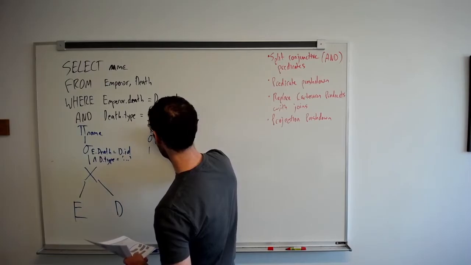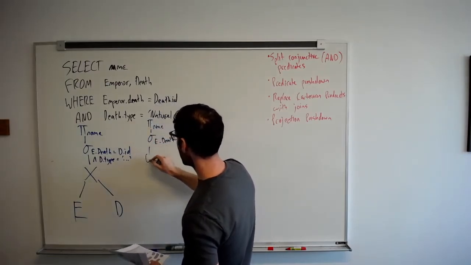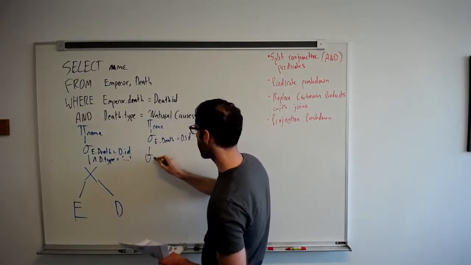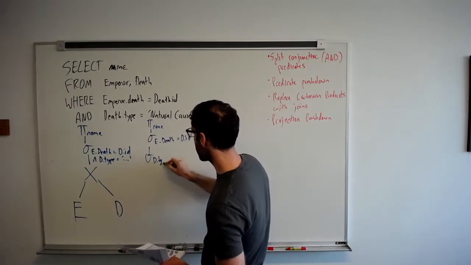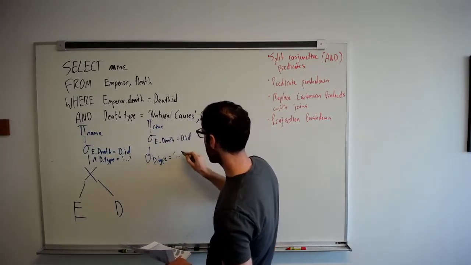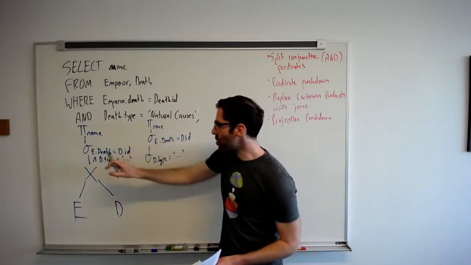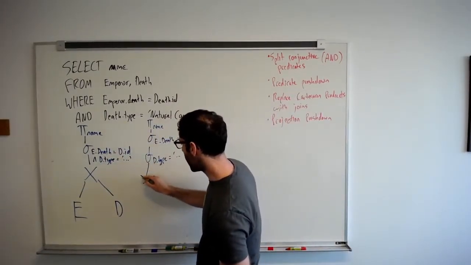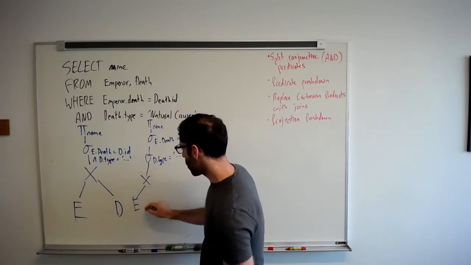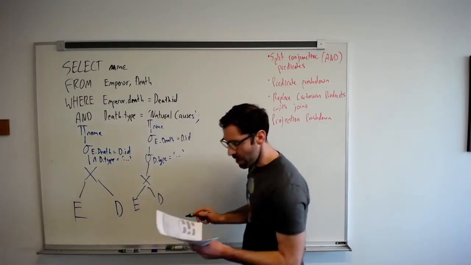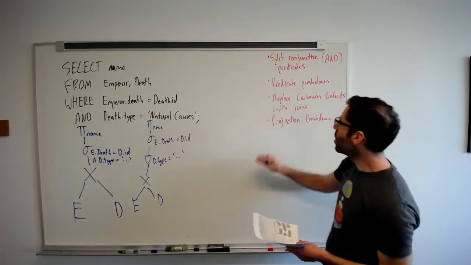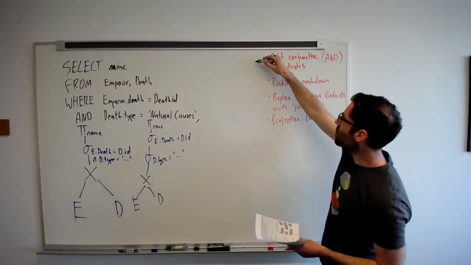So when we split it up, we now have two of these selection operators with each of our conditions. We still have our cross product of emperors and deaths. And so we've split our conjunctive predicates.